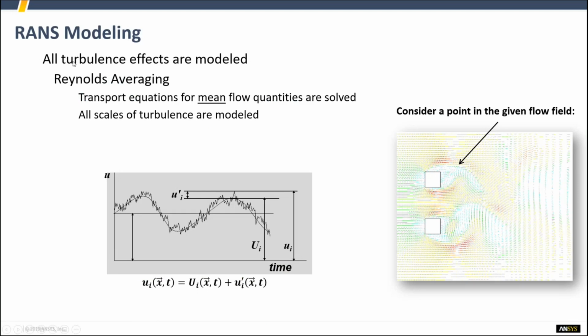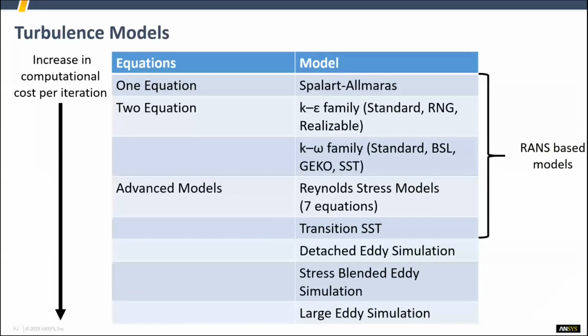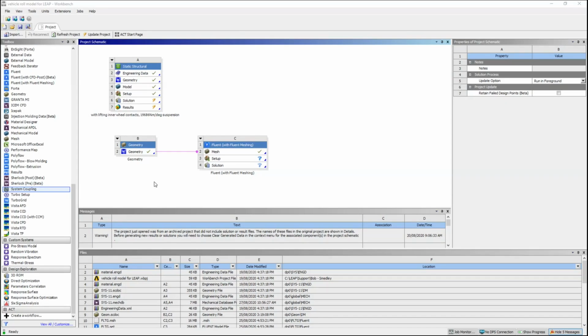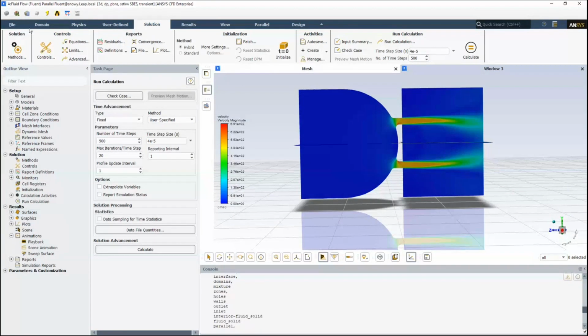Okay, RANS modeling. All turbulence effects are modeled, like I said. So rather than having actual vortices in the flow, you've got your kinetic energy, your K value, and you've got your turbulent viscosity. These are the ones that we went through. Our stress blended eddy simulation is a really important one here. I'll take you through the setup of that one just really quickly, and then I think we'll have a little break. Okay, so this is effectively, I'll show you the full domain.